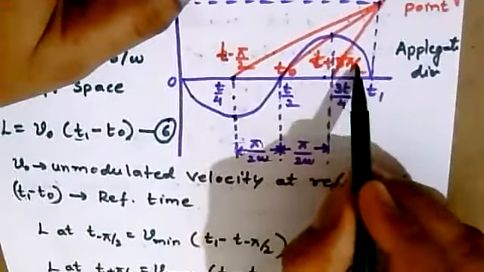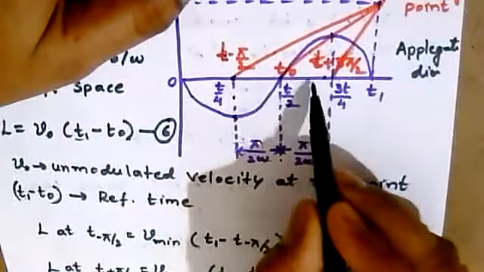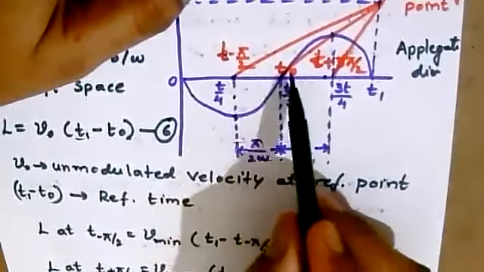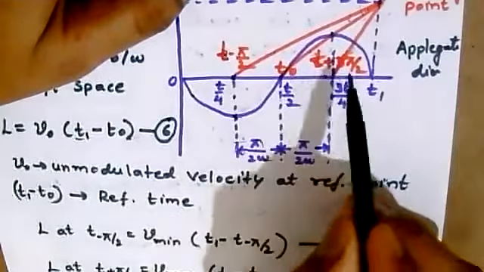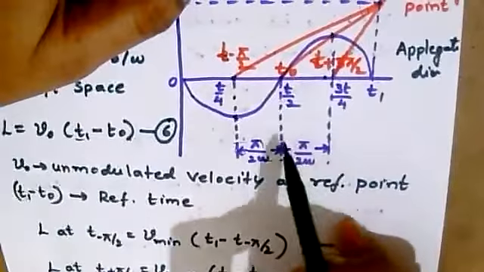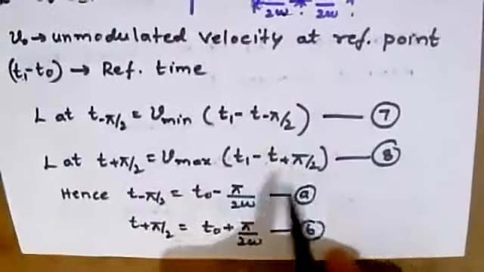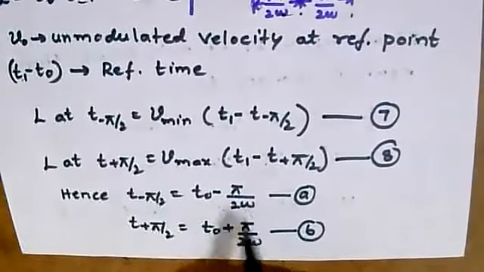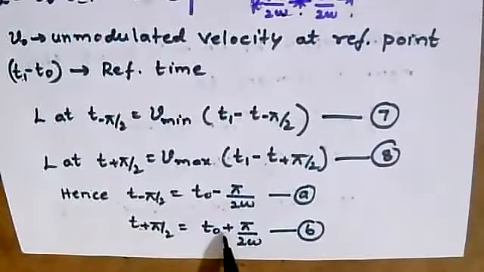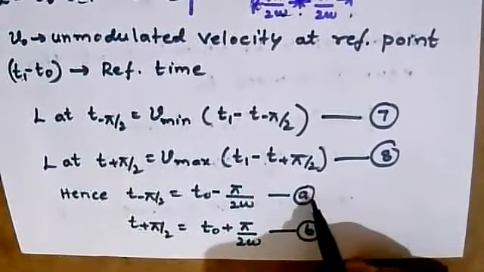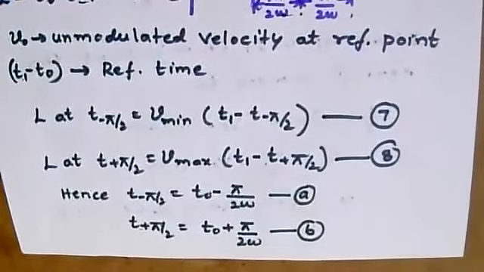Similarly, t plus pi by 2 can be written as t naught plus pi by 2 omega. This is t naught minus this term, and t plus pi by 2 is t naught plus this particular term. The same is written here: at t minus pi by 2, t naught minus pi by 2 omega; at t plus pi by 2, t naught plus pi by 2 omega. Let these be equations A and B.